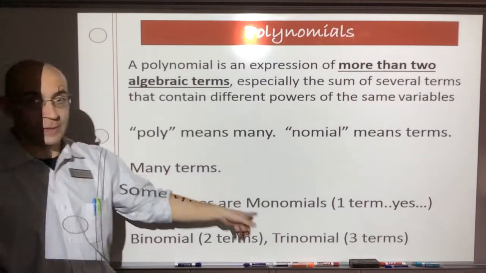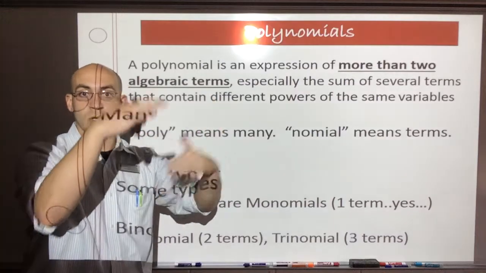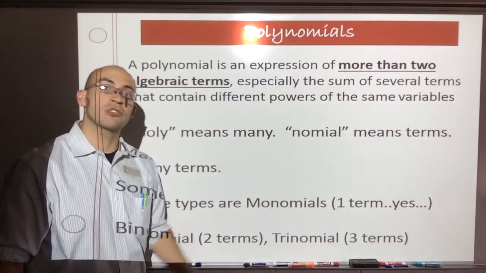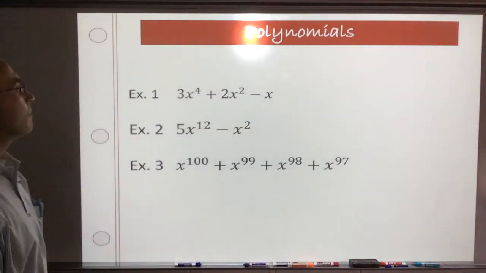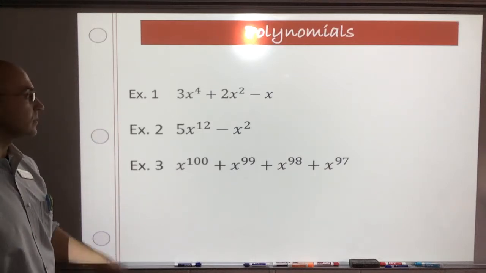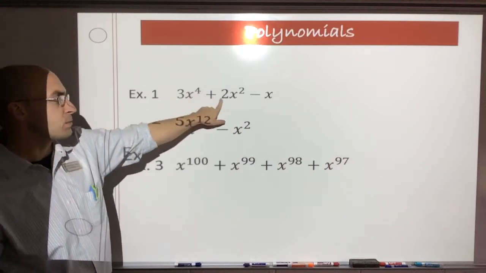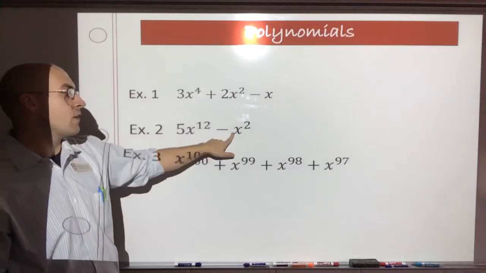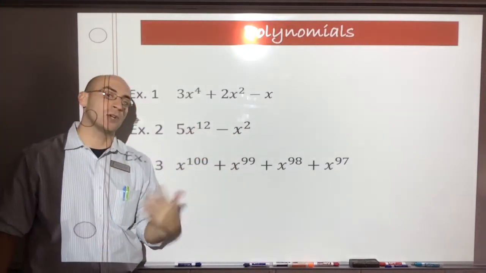There are monomials, so you guys remember me saying a monomial with regards to the radicals, one over the other. And a binomial would be two terms. Also a trinomial represents three terms, like tricycle. So these are three examples of what a polynomial is. Here, 3x to the fourth plus 2x squared minus x, that's a polynomial. 5x to the 12th minus x squared, that's a polynomial. And then this long thing here is also a polynomial.